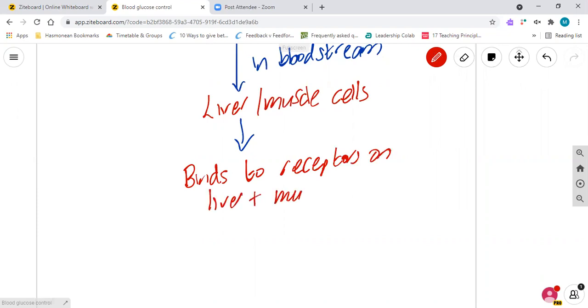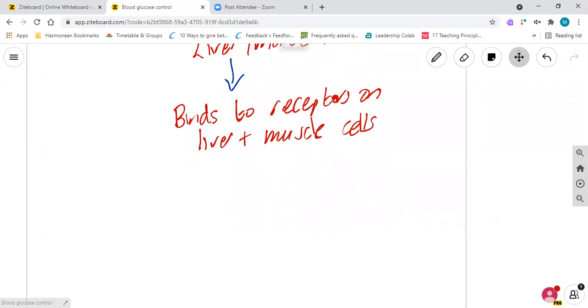Now, remember that when we learned about proteins in membranes right at the beginning of the AS course, we learned that there were proteins within the phospholipid bilayer of a membrane that can act as receptors, and they are complementary to their particular hormone. So we're talking about a receptor on the liver and muscle cells that is complementary to insulin.